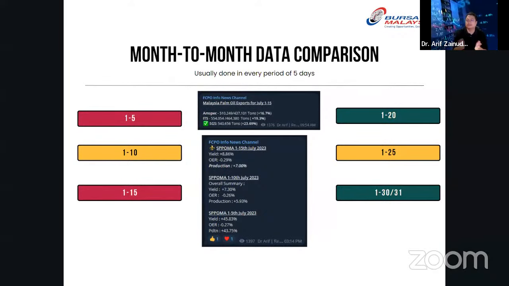So for example, let's say August 1 to 15th export data is expected to be positive. What do you think happened to the market? What do you think happened to the price? If August 1 to 15 export data is expected to be positive, what do you think is going to happen to the price? It's going to go up. You've already seen it in the market itself recently.